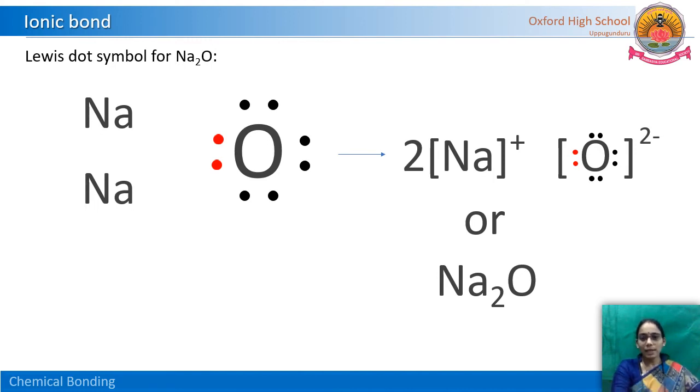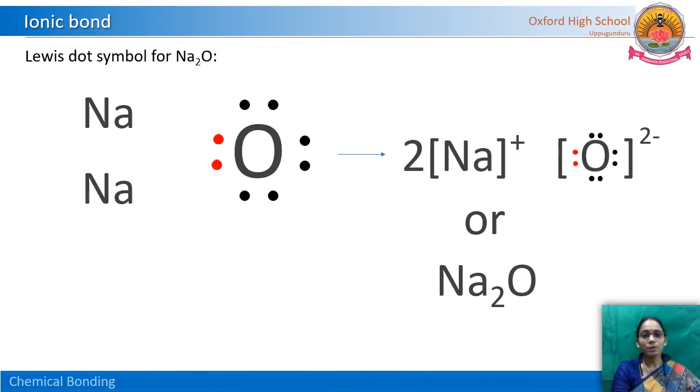So cation and anion come closer because of forces. What kind of forces? We have studied about those forces in the previous class. Electrostatic forces make them come closer to form neutrally charged compounds. The product has no charge at all. Finally, this product is formed with neutral charge.